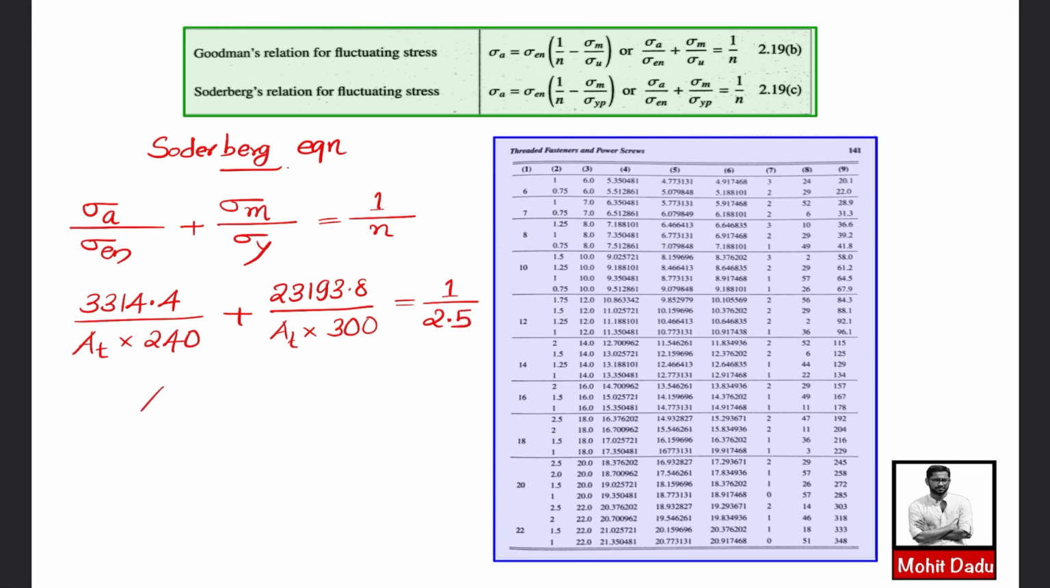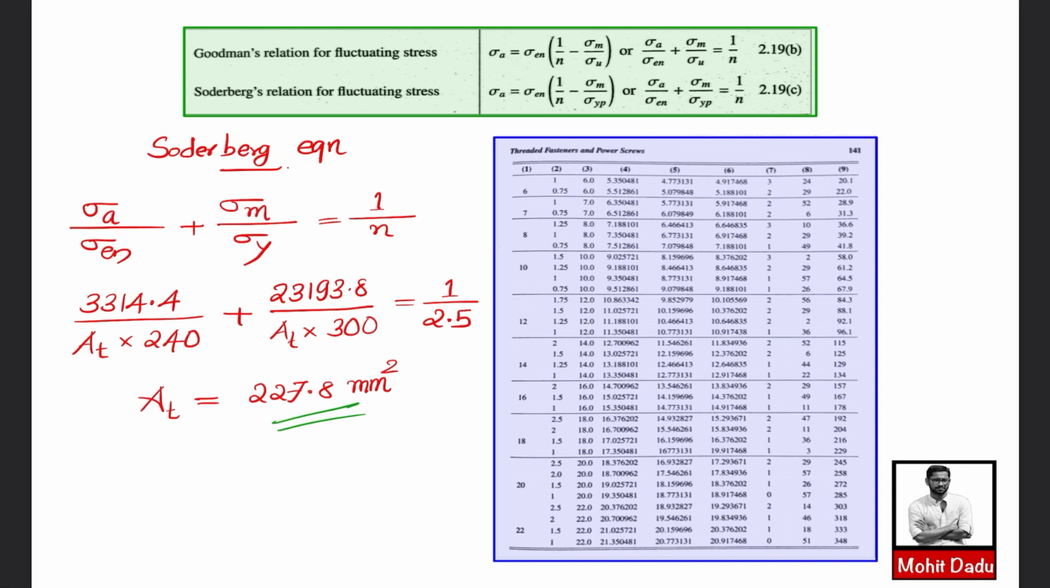So you can solve this one, the only unknown is At, and you can evaluate the tensile area. Then you will be getting a tensile area of 227.8 mm square. Since the stresses are substituted in Newton per mm square or MPa, you will be getting this tensile area value.